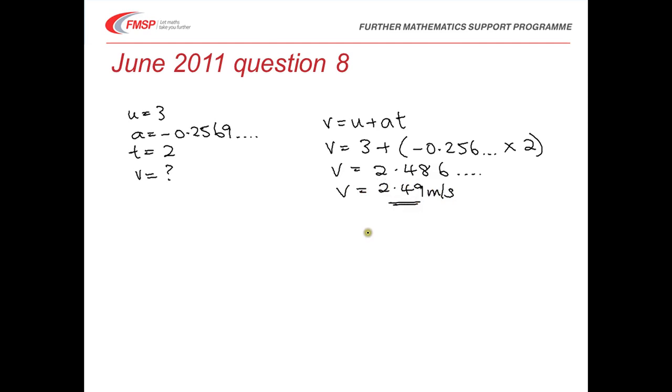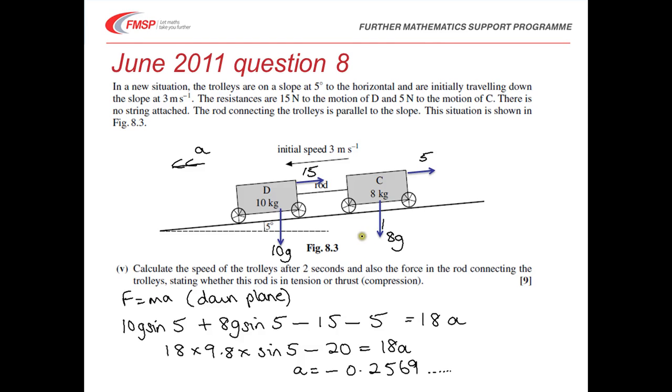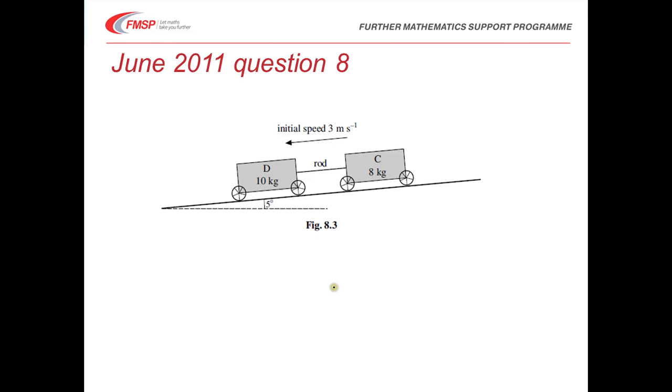Let's just go back and look at what the rest of the question asked us to do. Calculate the speed of the trolleys after 2 seconds. We've done that. Find also the force in the rod connecting the trolleys and state whether this is a tension or a thrust. So let's have a look at the situation again. Weights, 2 resistances. The front one was 15 and the back one was 5. And we'd also have a force acting in the rod.